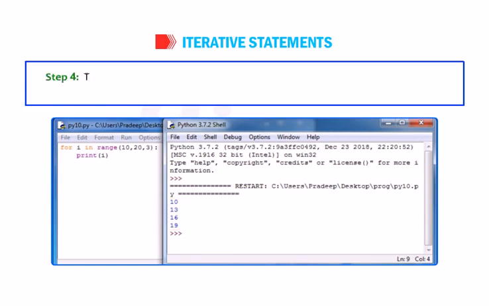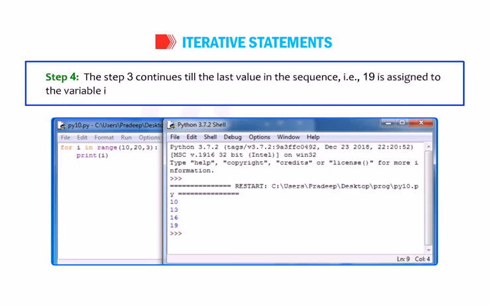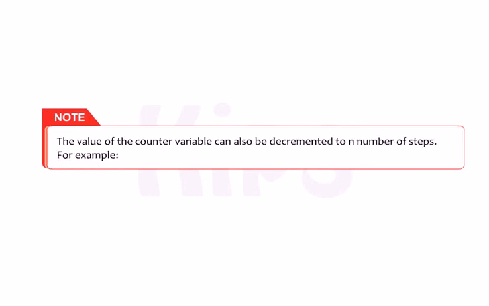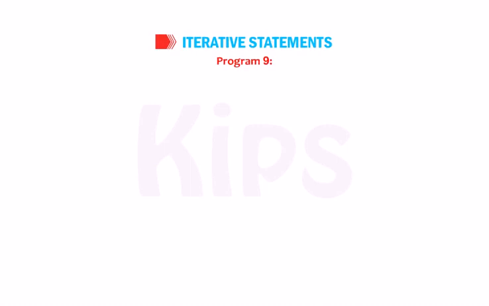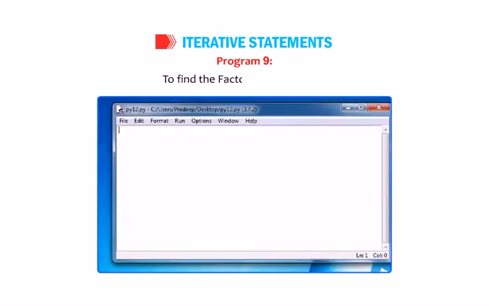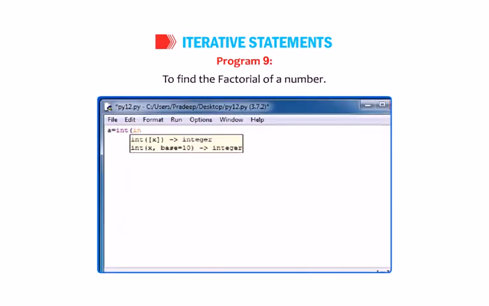Step 4. Step 3 continues till the last value in the sequence, that is 19, is assigned to the variable I and gets printed. Students, note that the value of the counter variable can also be decremented by n number of steps. For example, for I in range(20, 10, -3). Program 9. To find the factorial of a number.